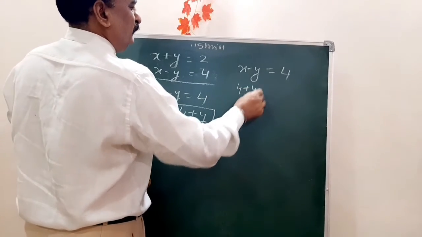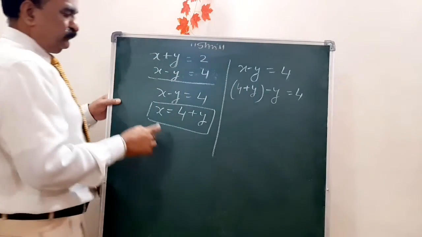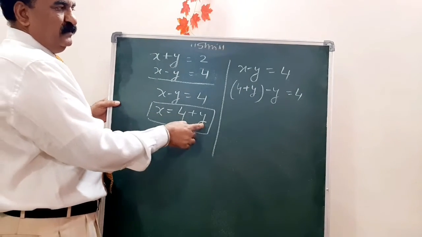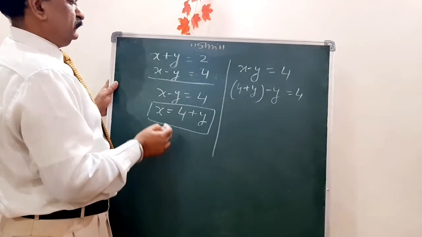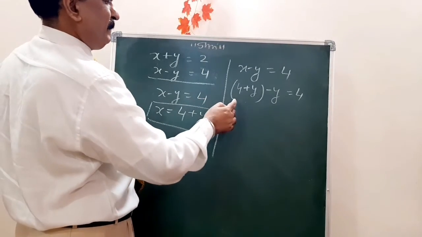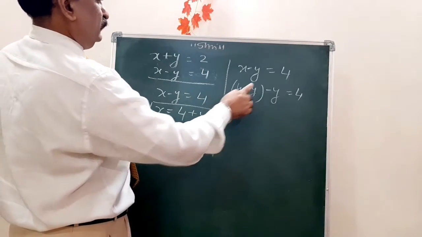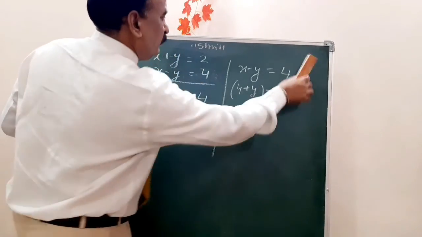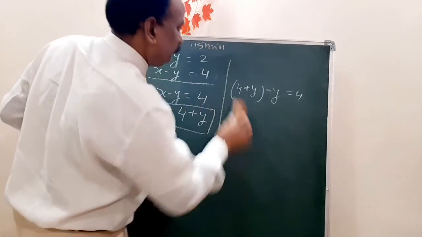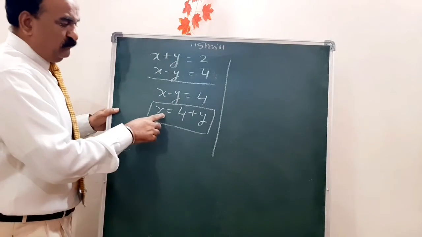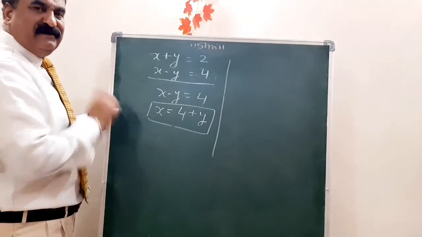So 4 plus y minus y is equal to 4. This we have got. We cannot put here because we have got the value here. X is equal to 4 plus y. Now, because we have got this value from the second equation, it means we cannot put it in the second equation. We can put it in the first equation.